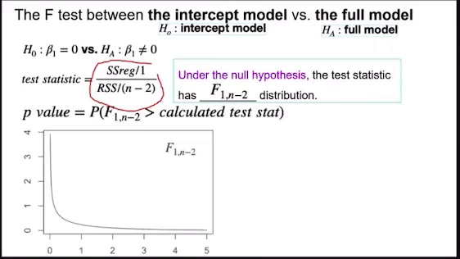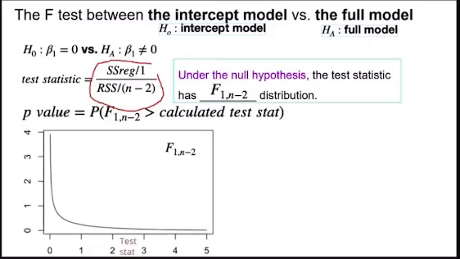And of course, if I want to find the p-value, there are going to be 2 degrees of freedom. One, the degree of freedom for the model, and n minus 2, the degree of freedom for the error. Okay, because I'm going to check for the p-value.